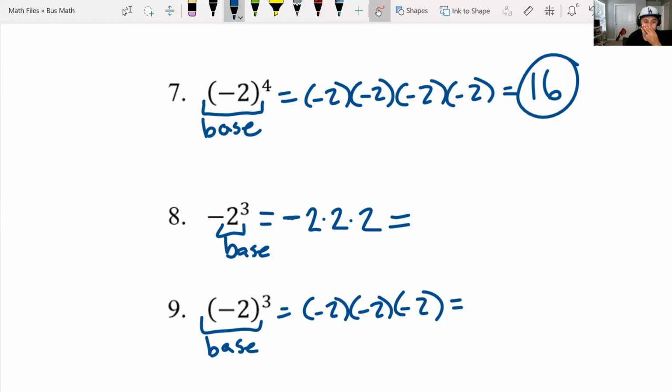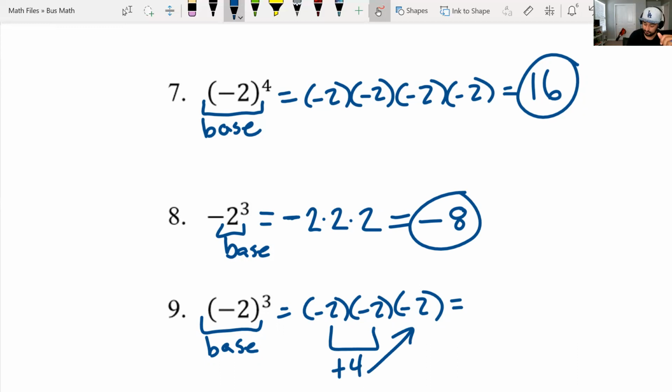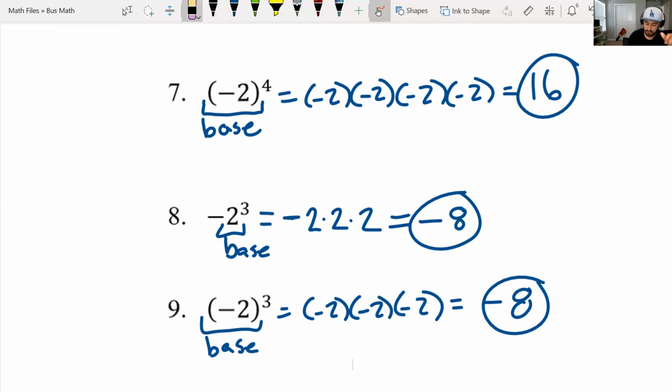All right. So, -2 times 2 times 2. 2 times 2 is 4. 4 times 2 is 8. You get -8. Here, you get -2 times -2, right? -2 times -2 gives you a +4. But then 4 times that -2 is -8. Okay. Well, here we get the same answer.